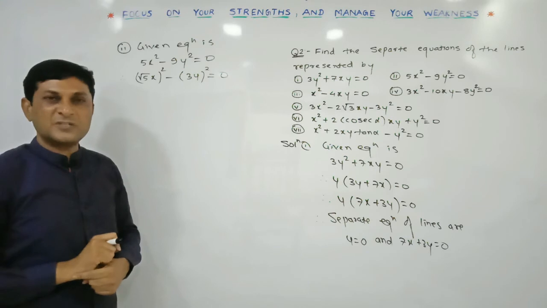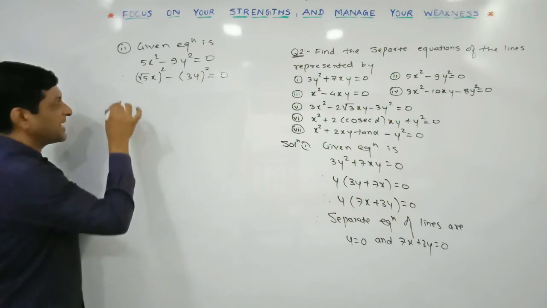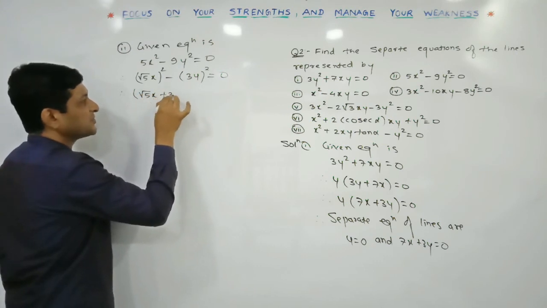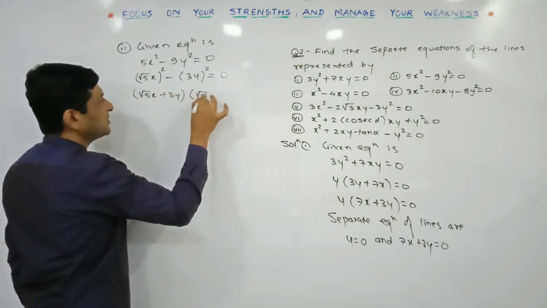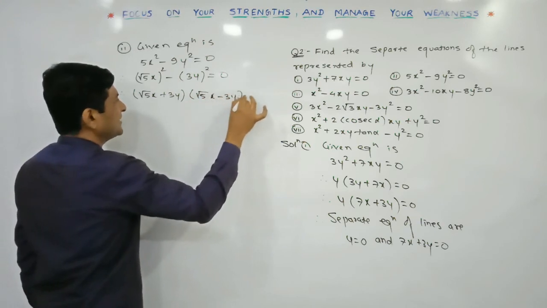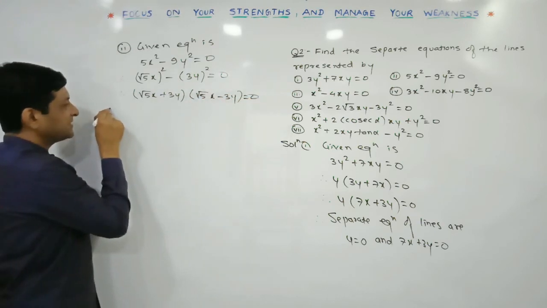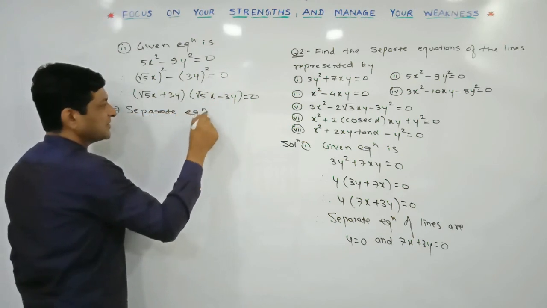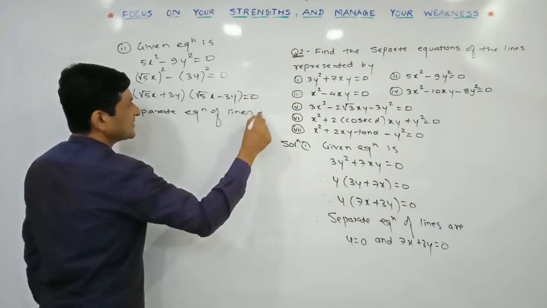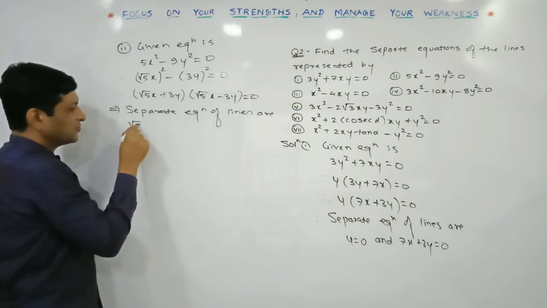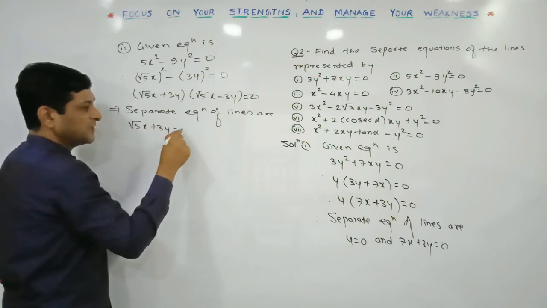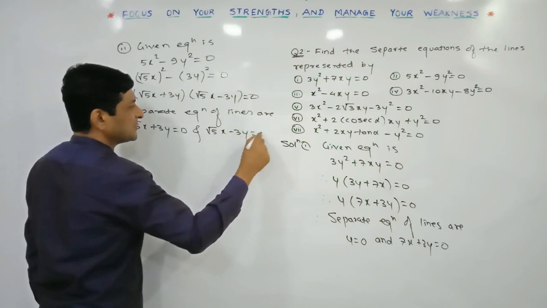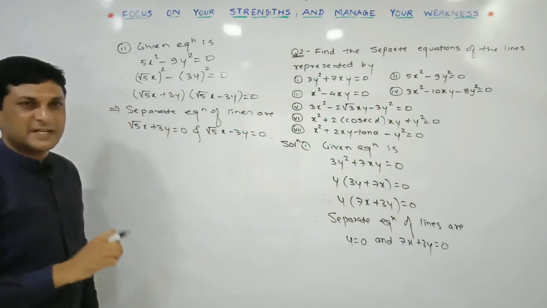And what are the factors of a square minus b square? A plus b into a minus b. A plus b means here we will get root 5x plus 3y. And a minus b means root 5x minus 3y is equal to 0. So we can say that this implies that separate equations of lines are: the first equation is root 5x plus 3y is equal to 0, and the second equation is root 5x minus 3y is equal to 0. In this way we have got separate equations of lines.